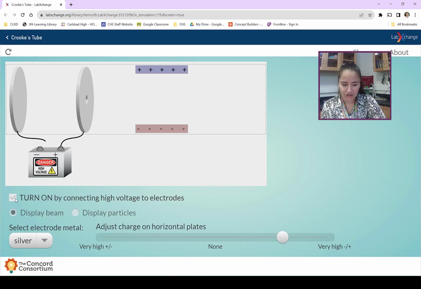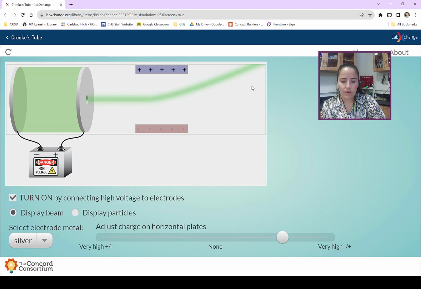So I'm going to go ahead and turn on the voltage. So we can see the cathode ray, this beam of particles. And he would adjust the charge on the plates and see the deflection of that beam. You can see it's always going toward the positive. Okay, so what charge does it have? Is it itself positive or negative if it's being attracted to the positive? Opposites attract. So he concluded that this cathode ray must be made of negatively charged particles.